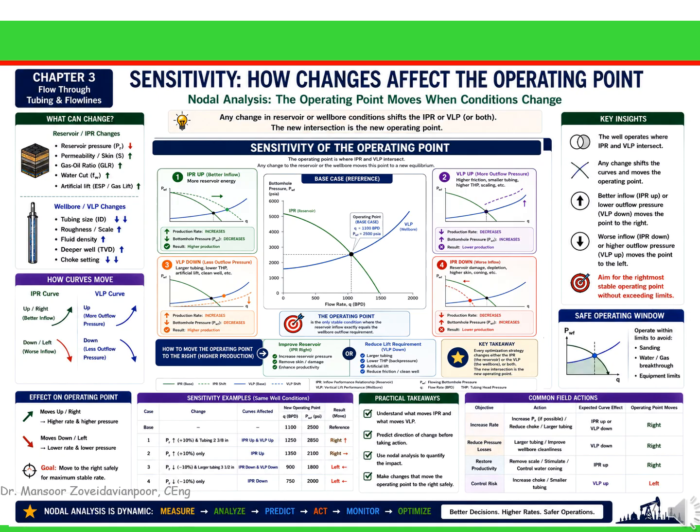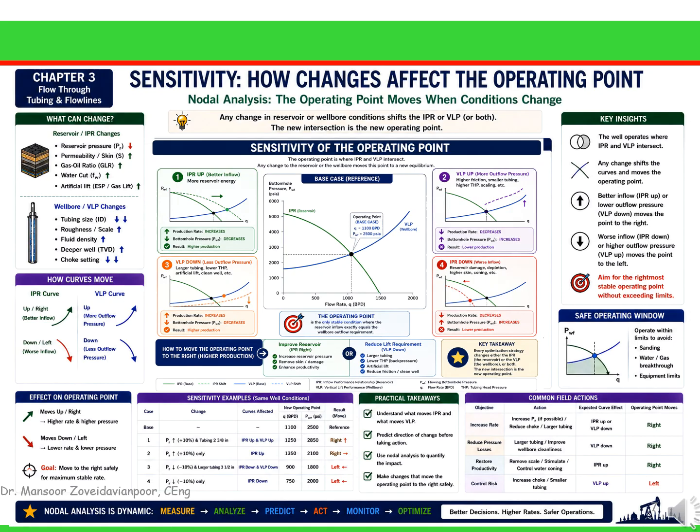This raises an important engineering question. When production changes, how do we know why? Was it caused by the reservoir, the well bore, or the surface facilities? Guessing is expensive. Production engineers rely on sensitivity analysis to find the answer.